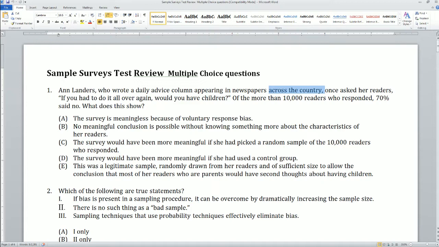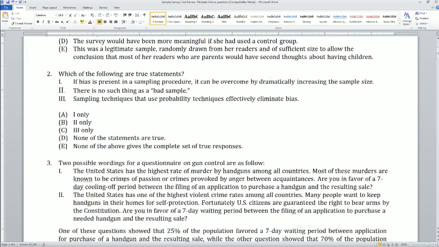Okay? So the answer would be A, because the readers who responded are all voluntary. Do you see that, or would you like a different explanation? I see that. Okay. Let's go to 2.